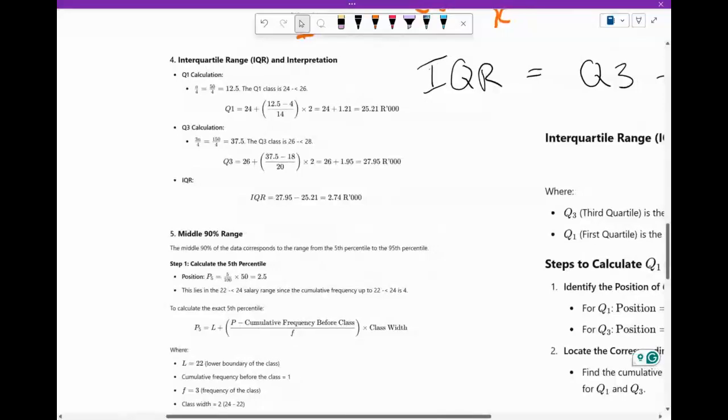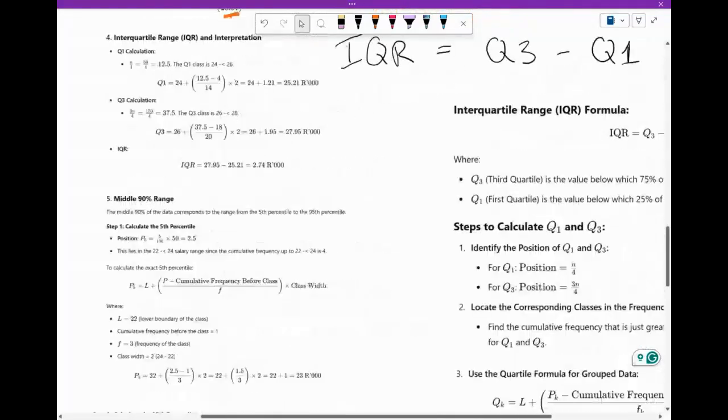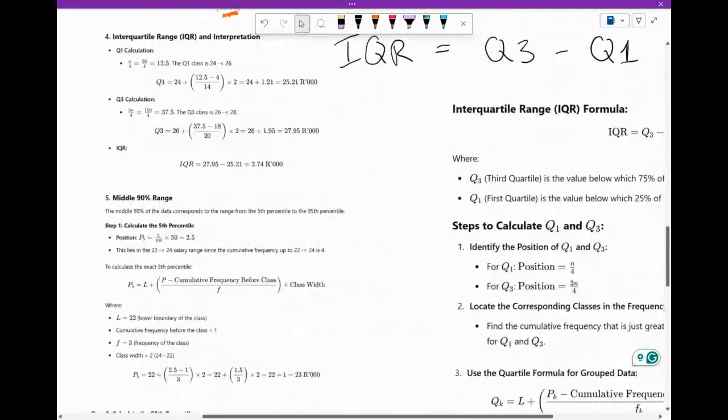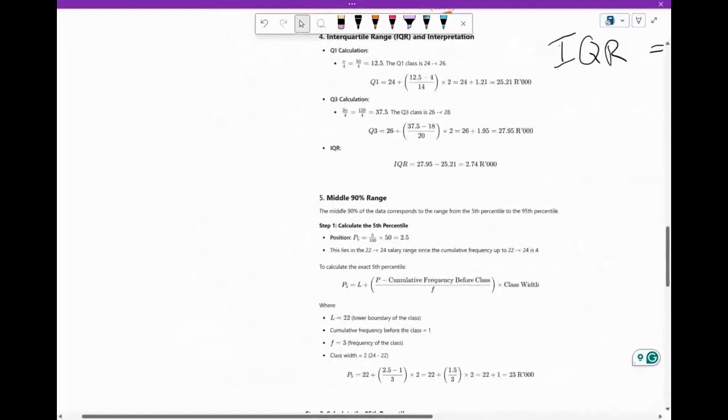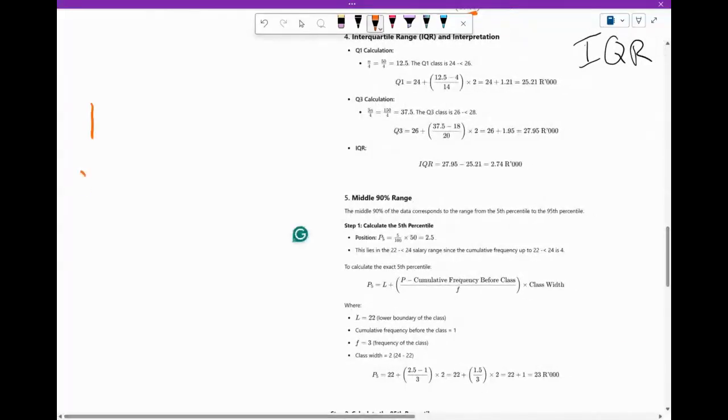Then number 4, they are asking for the interquartile range. Remember our box. Let me draw this here. We have 0 and we have 100. And remember, this is interquartile. So we're dividing our data into quarters. Four equal pieces.